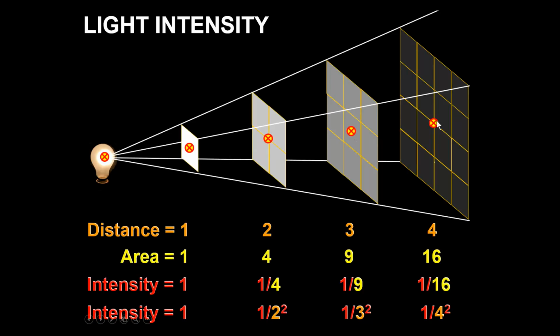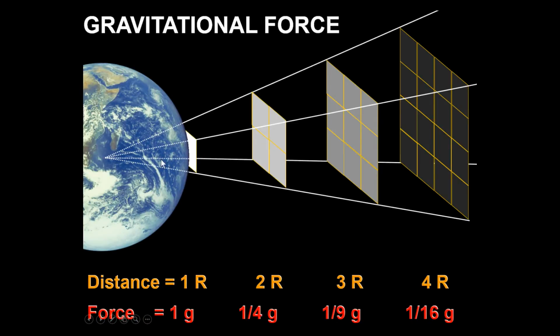And so the intensity, if this is 1, 2, 3, 4 times the distance, this dimension becomes 4 times as much. That dimension becomes 4 times as much. It is 16 times the area. So the light that was hitting one little area is now only falling on 1/16 of that little piece there, which is 1/4 squared. Same thing with gravity. Gravity diminishes with distance as an inverse square.